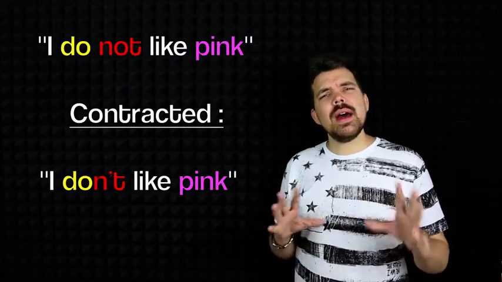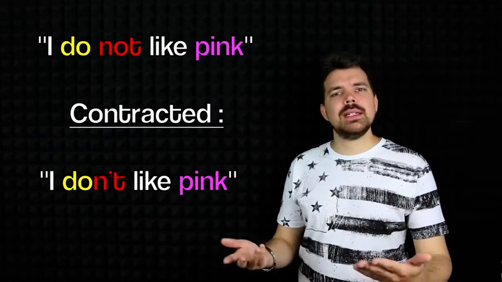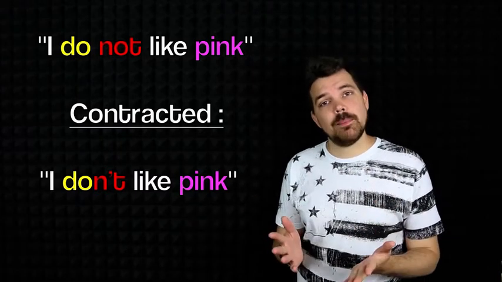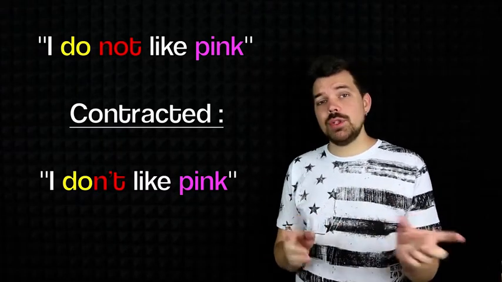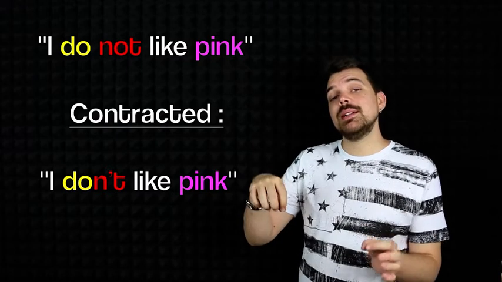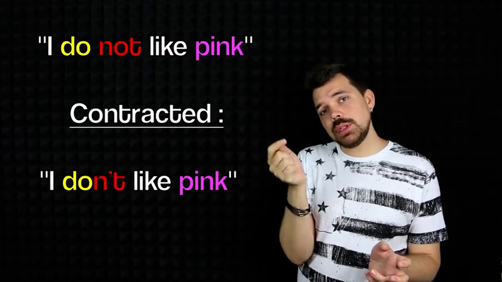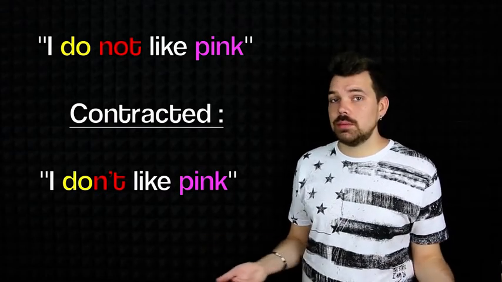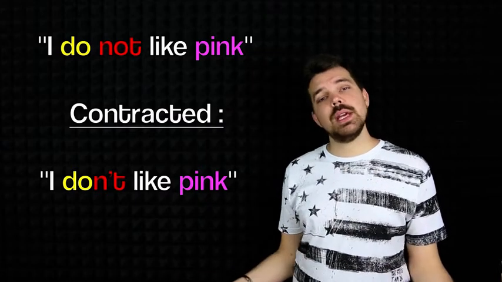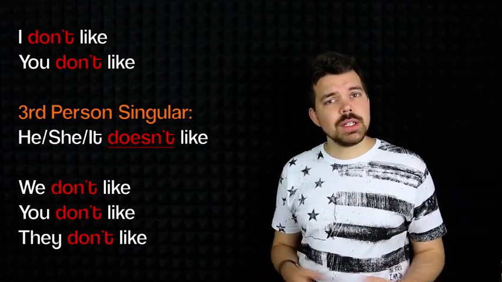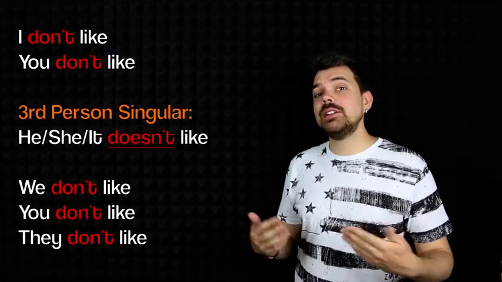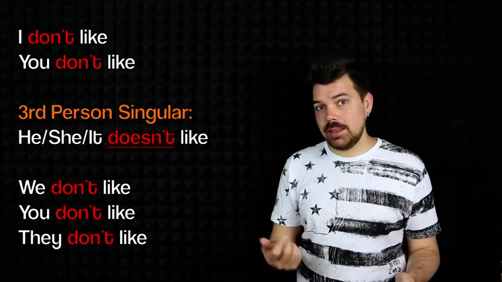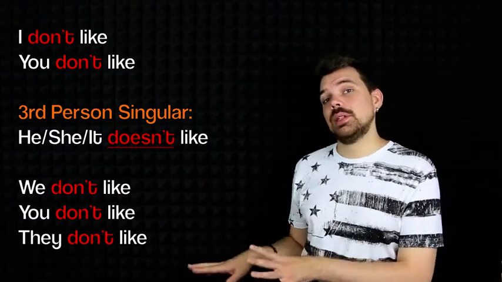Okay? However, that is the long version of the negative, and normally native speakers use the contracted form. So, the contracted form of do not, you simply take out the O and put an apostrophe. So, do not becomes don't. I don't like pink. Okay? This works for the majority of subjects. So we say I don't like, you don't like, we don't like, you don't like, and they don't like.